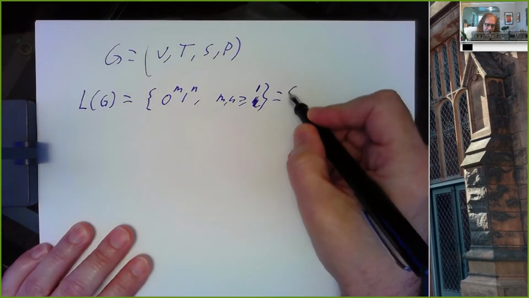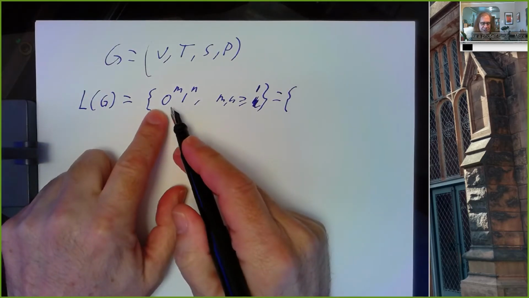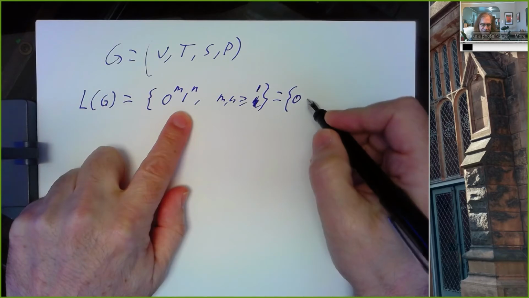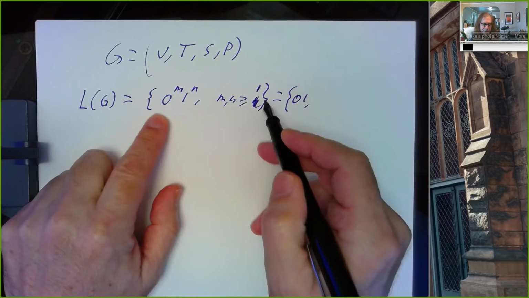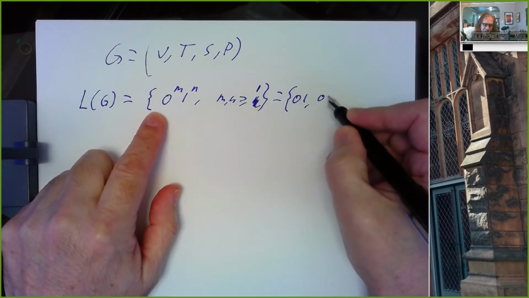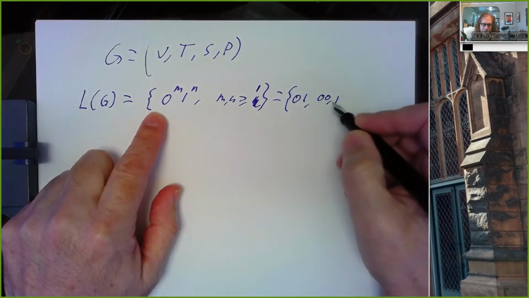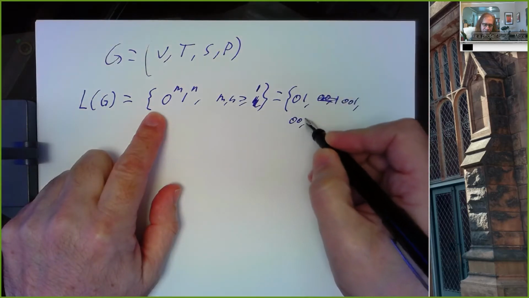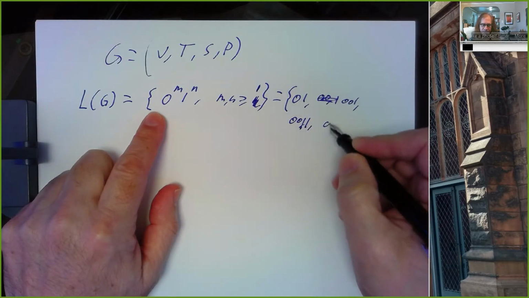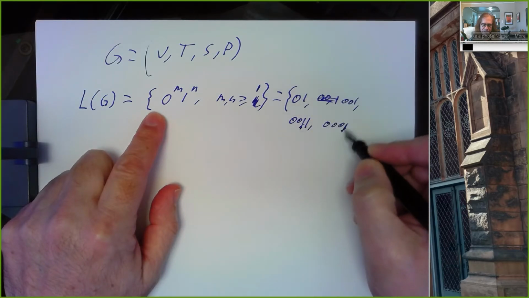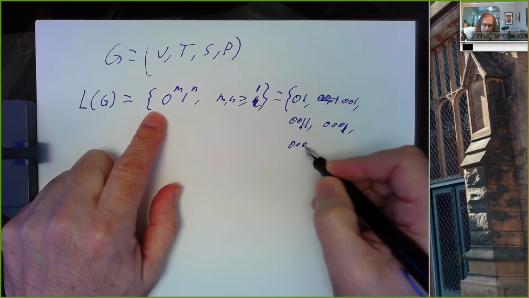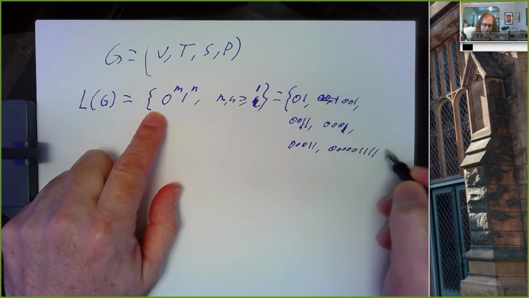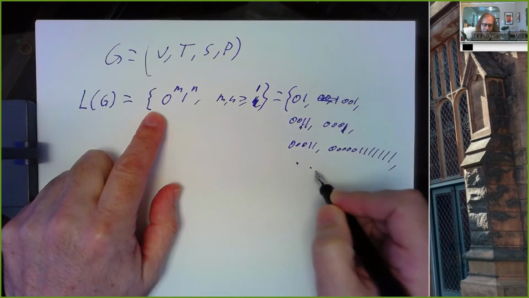So what kinds of things would be in here? Well, you've got to have at least 1 zero, and you've got to have at least 1 one. But m could be 2, in which case you have 2 zeros and a single 1. Or you could have 2 zeros and 2 ones. Or you could have 3 zeros and a 1. Or you could have 3 zeros and 2 ones. Or you could have 5 zeros and 7 ones, and so on.